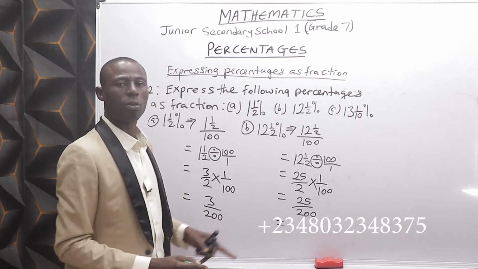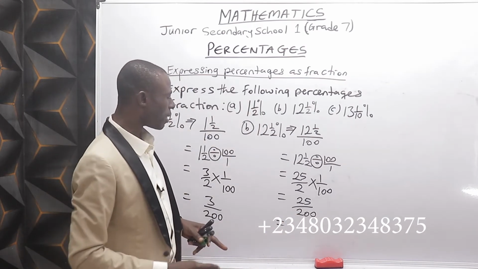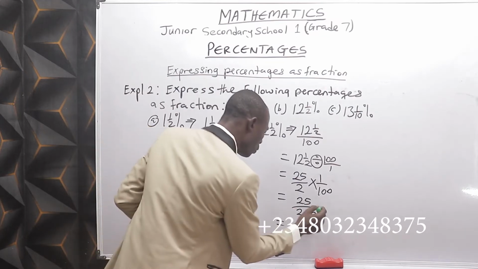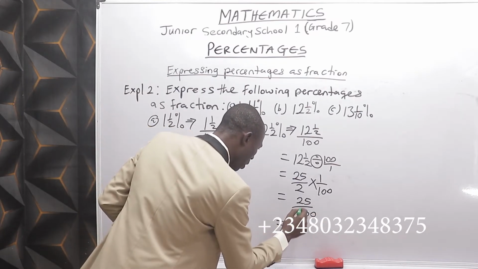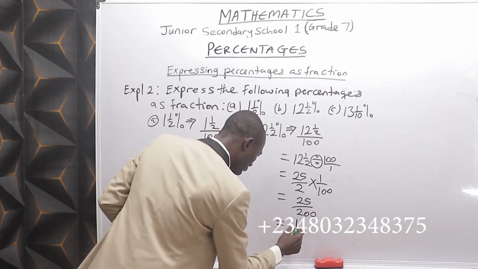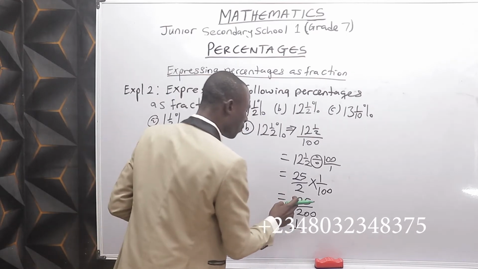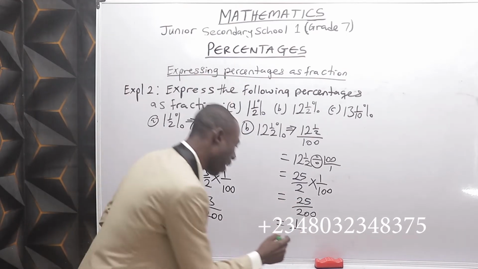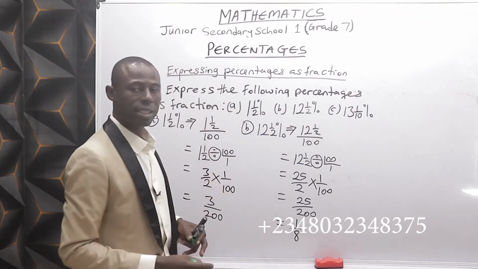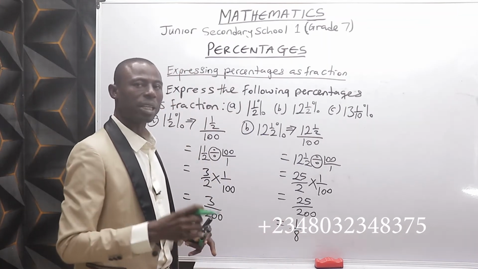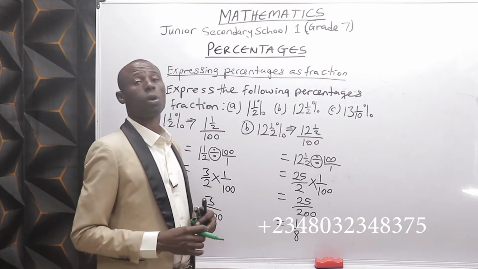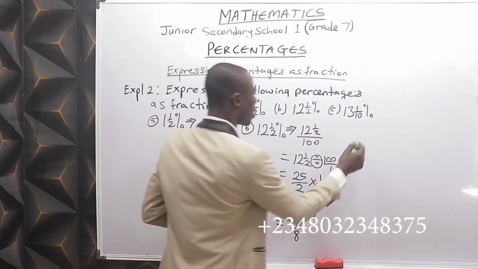To reduce 25 over 200 to its lowest term, we know that 25 goes in 25 one time. 25 in 200 is 8 times. We have 1 over 8. And that is that. Question C.